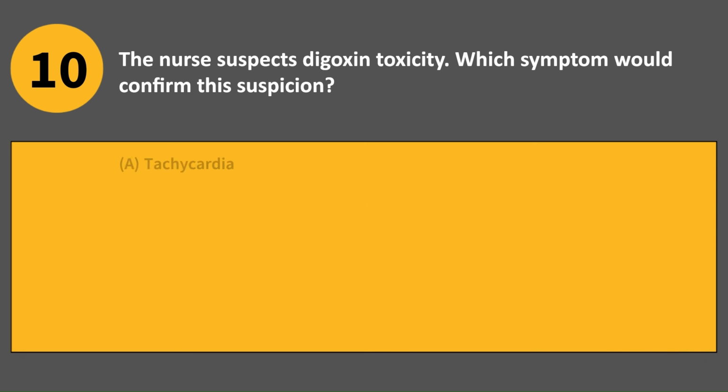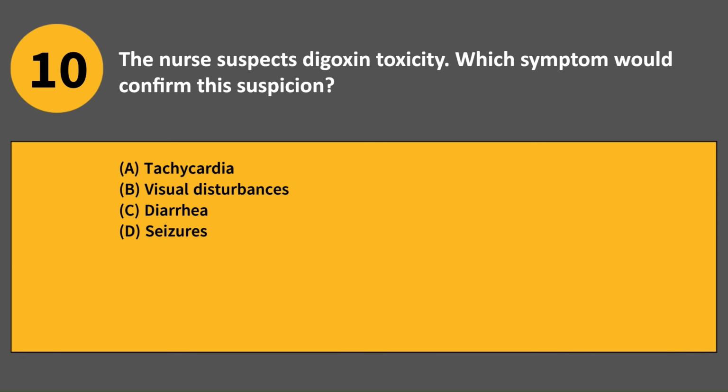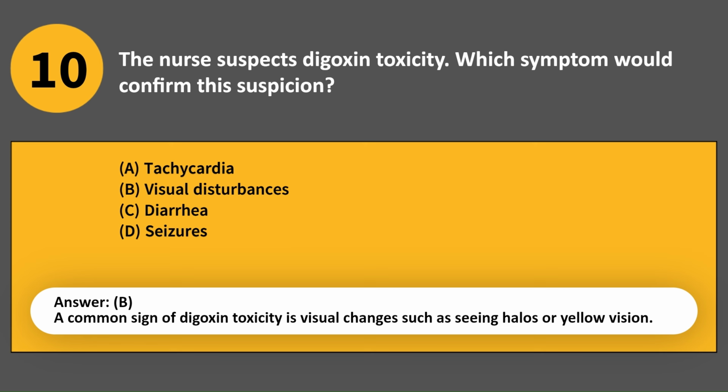The nurse suspects digoxin toxicity. Which symptom would confirm this suspicion? A. Tachycardia. B. Visual disturbances. C. Diarrhea. D. Seizures. Answer B. A common sign of digoxin toxicity is visual changes such as seeing halos or yellow vision.